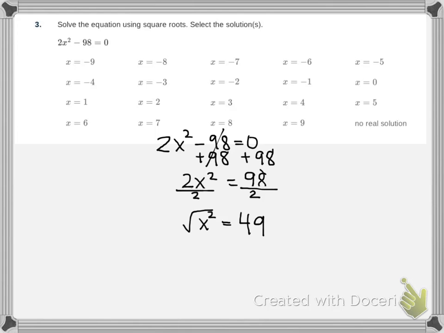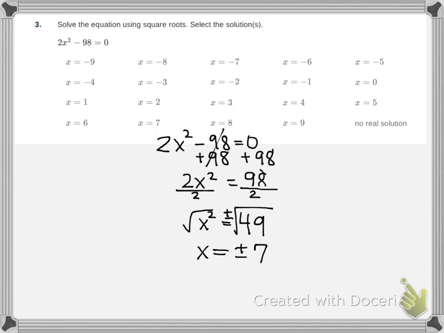So square root, and let's include plus or minus. When you square root, you have to include plus or minus. So the answers would be plus or minus the square root of 49, which was on that list. It is 7. So let's pick our 2 answers.